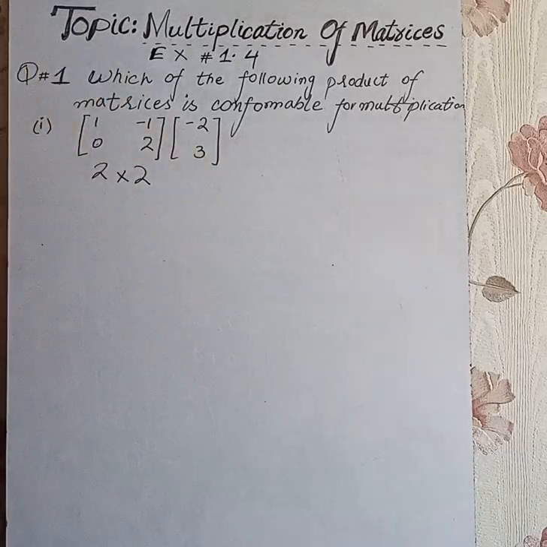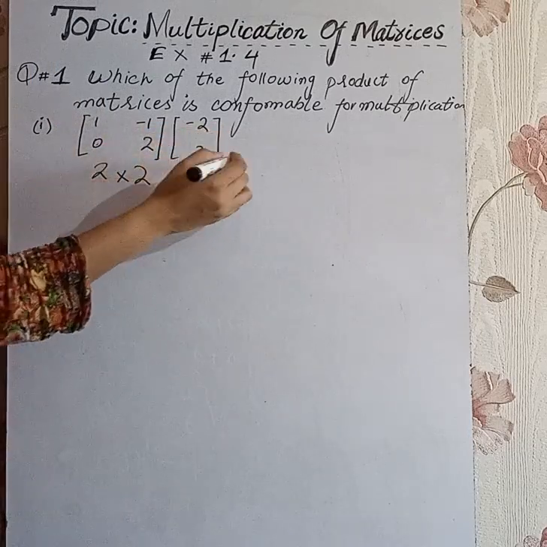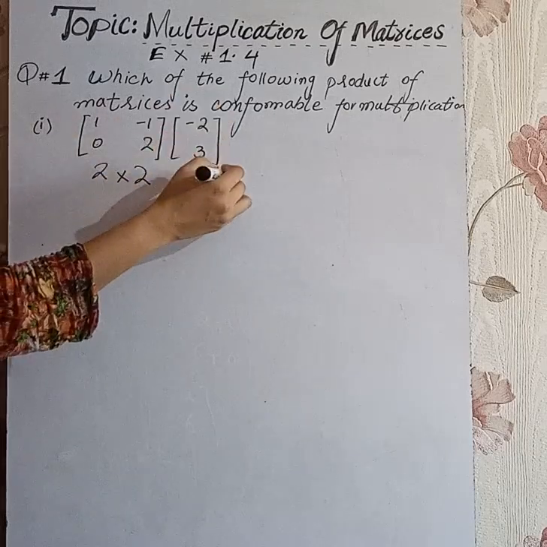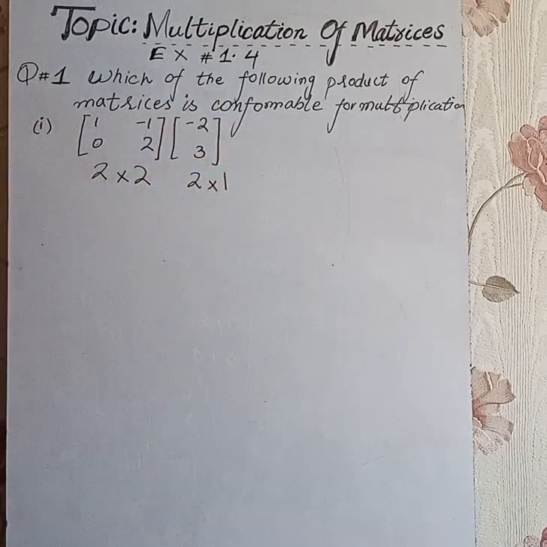Then we'll come towards the second matrix, minus 2, 3. How many rows does this have? 1, 2. How many columns does it have? 1. It has only 1 column.